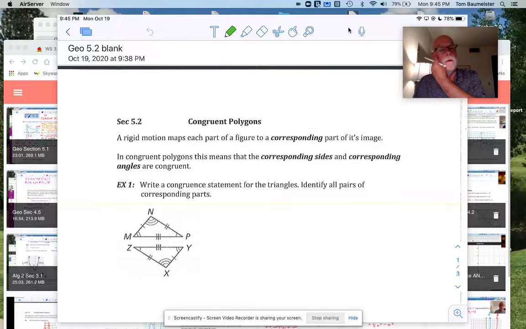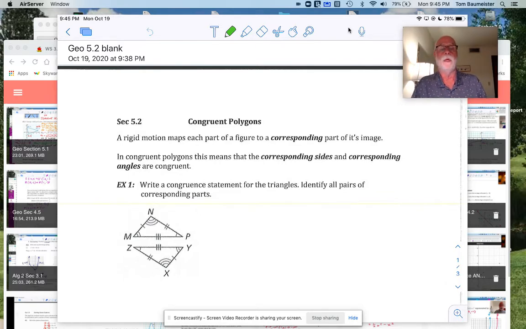All right, so section 5.2 is congruent polygons. A rigid motion maps each part of a figure to a corresponding part of its image. In congruent polygons, this means that corresponding sides and corresponding angles are congruent.